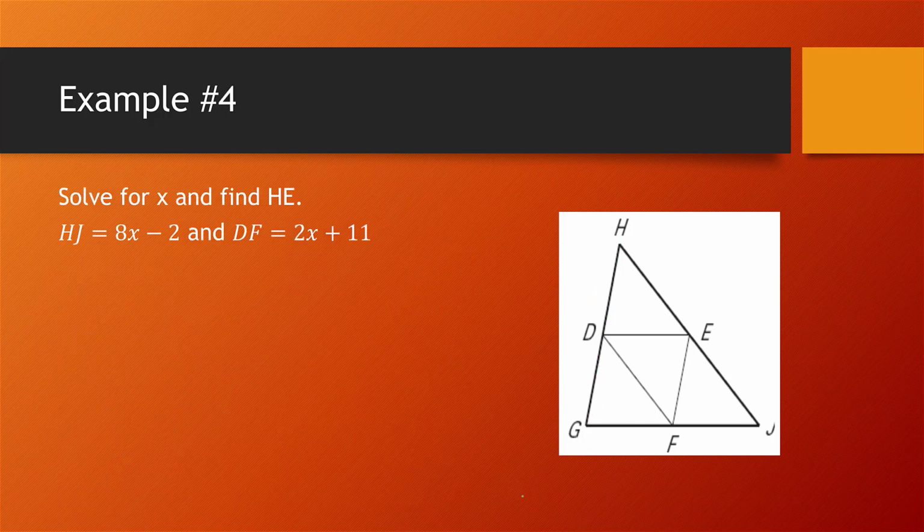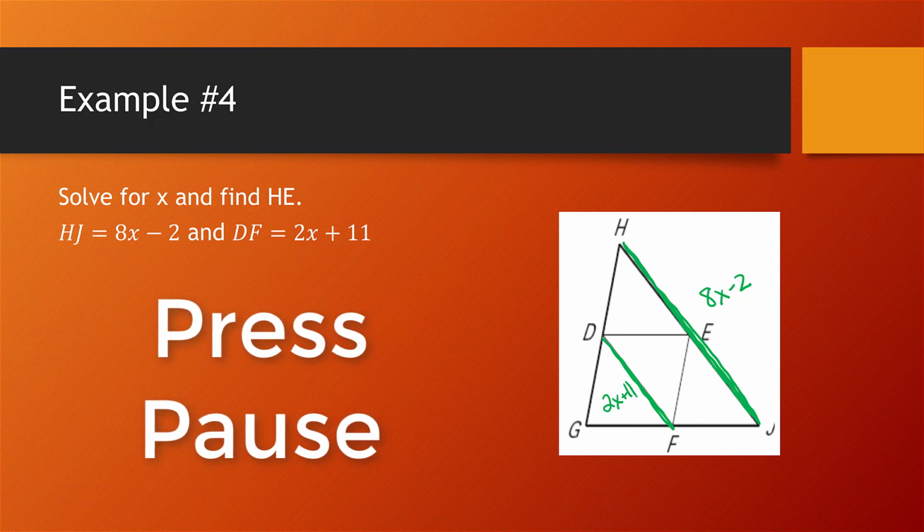Okay, last problem. I want you guys to try this problem here. Go ahead, set this up. We are looking here at HJ. That's 8x minus 2. And we're looking at DF, 2x plus 11. So I want you guys to set this problem up, solve for x, and see if you can find the length of HE as well. Okay, press pause, set it up, solve for x.